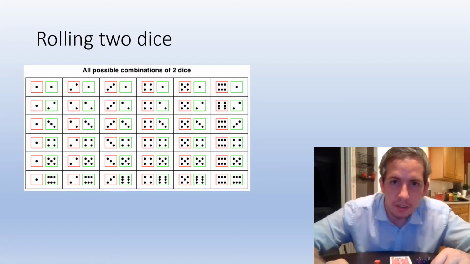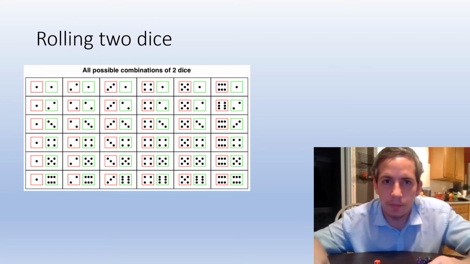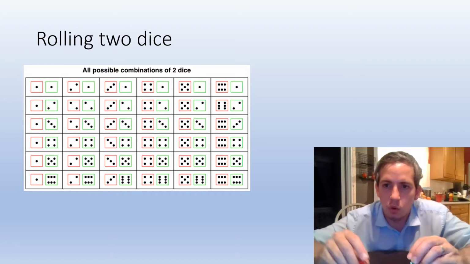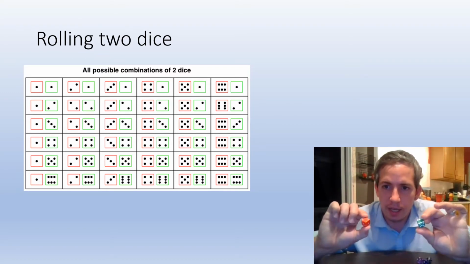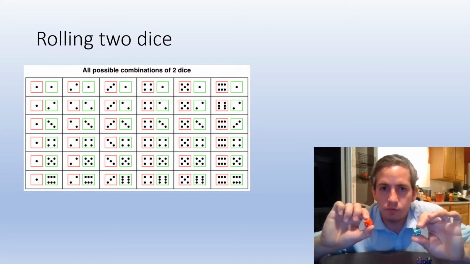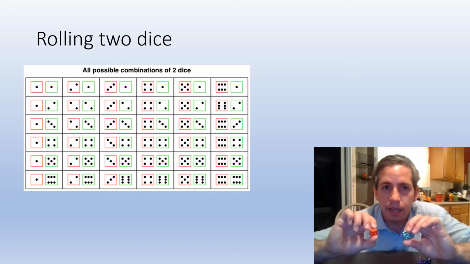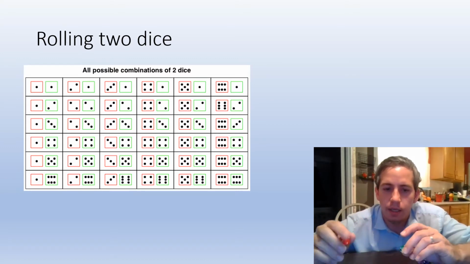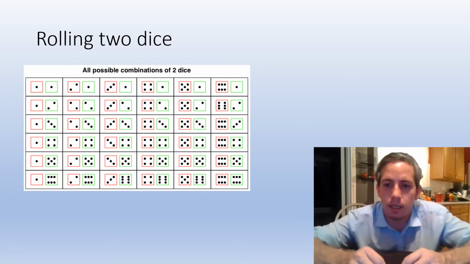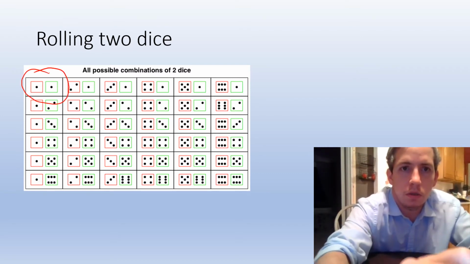Before moving on to some of the other things, I want to talk about two specific examples that come up a lot in probability. One is rolling 2 dice. When you're rolling 2 dice, here I've got a green die and a red die. When I roll these 2 dice, what I'm looking for is the possible things that we could roll. So I could roll a 1 on the red die and a 1 on the green die, and that happens to be this one right up here in the corner.